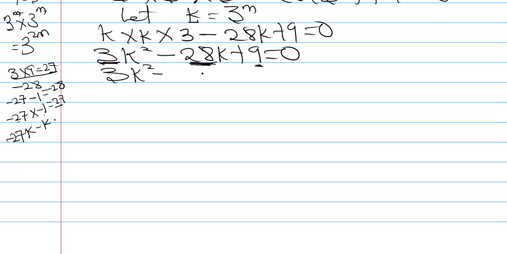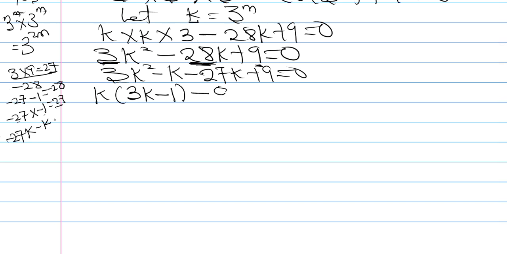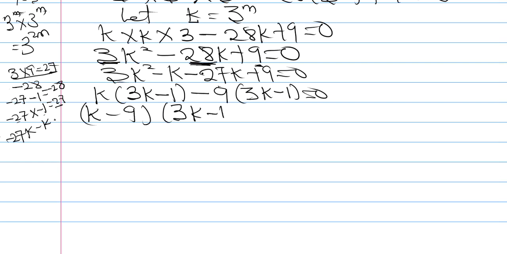3k squared minus 27k minus k plus 9 equal to 0. Let's factorize this thing out. k common here, write it down. We have k times 3k minus 1. What's common here is 9. Minus 9 into 3k minus 1 equal to 0. You can have k minus 9 into 3k minus 1 equal to 0.